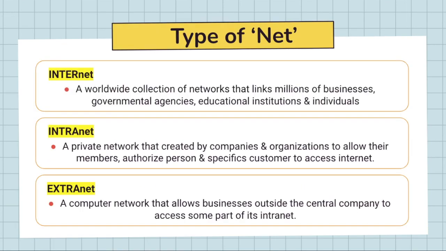So let's have a look at the types of net. Okay, so the internet is a worldwide collection of networks that links millions of businesses, government agencies, educational institutions, and individuals. An intranet is a private network created by companies and organizations to allow employees or members, authorized persons, and specific customers to access the intranet. An extranet is a computer network that allows businesses outside the central company to access some part of its intranet.